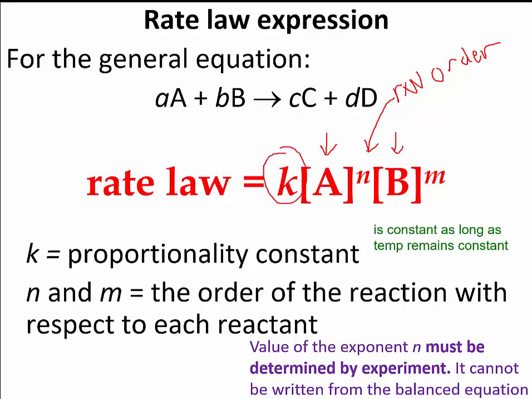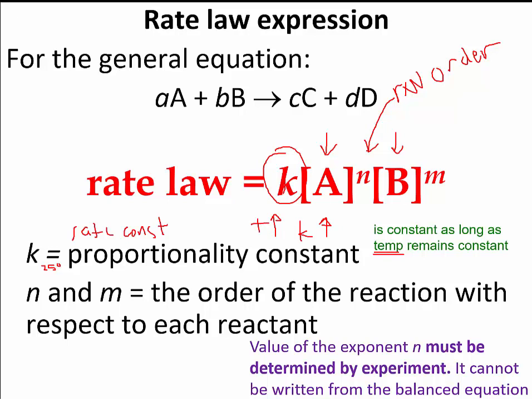and this value K, it's a proportionality constant, sometimes called the rate constant. And this is going to be constant as long as the temperature remains constant. So at a given temperature, so K at 25C, for example, is going to be a constant. If you change the temperature, what we're going to see is that as our temperature goes up, K is going to go up too.